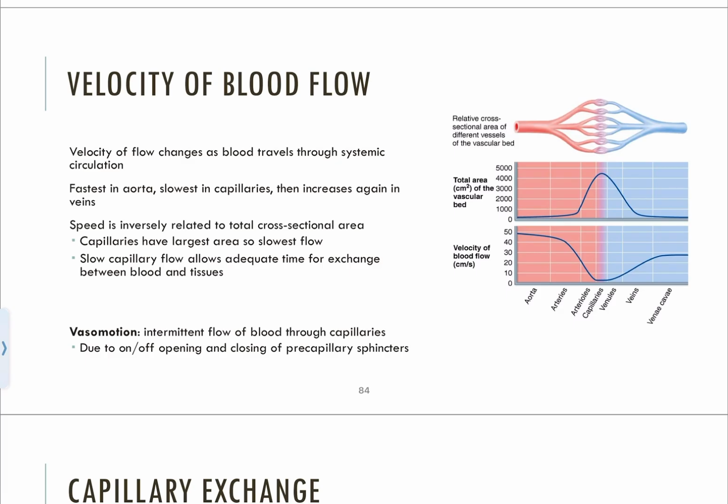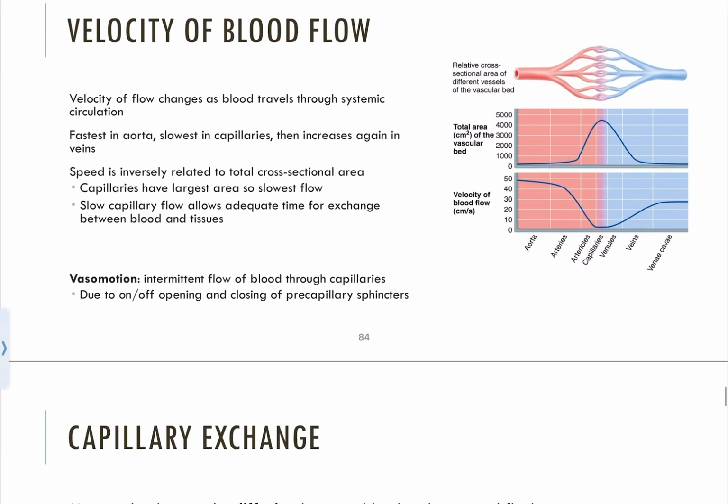Slow capillary flow is really important because it's going to allow adequate time for exchange between the blood and the tissues. It allows for enough time for the oxygen to be dropped off to the tissues and for the waste products to be picked up. We have something called vasomotion. This is just intermittent flow of the blood through the capillaries, and it's intermittent because we have the opening and closing of the precapillary sphincters.